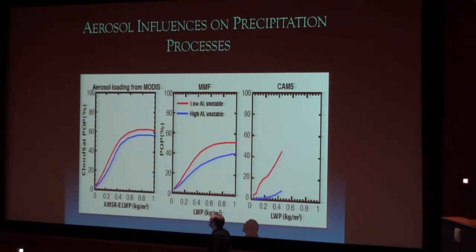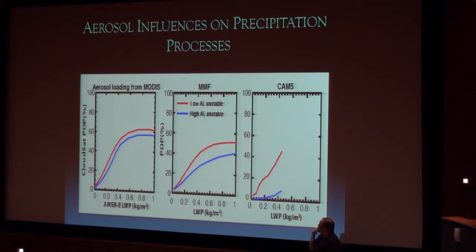And what we've done is take that relationship between probability of precipitation and liquid water path, and group it into polluted scenes and non-polluted scenes as indicated by MODIS. So we've taken the MODIS aerosol index and separated out the top 10% most polluted cases and the 10% cleanest cases. The cleanest cases are shown in the red curve. The most polluted cases are shown in the blue curve. And what you see is a clear reduction in the frequency of precipitation, or the precipitation efficiency, as I like to call it, of these liquid clouds when aerosols are present.